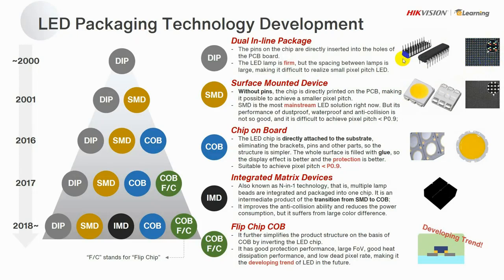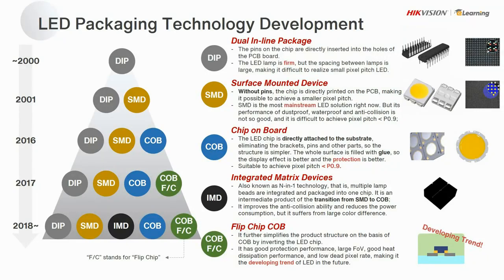And then we have SMD. The chip is now directly printed on the PCB board. No more pins. So we can achieve a smaller pixel pitch like shown here, right? Compared with DIP, the distance between different pixels is much smaller. But it is difficult to achieve a pixel pitch smaller than 0.9. So there is SMD, which only packs one LED chip for one chip, right? There is still a limitation.